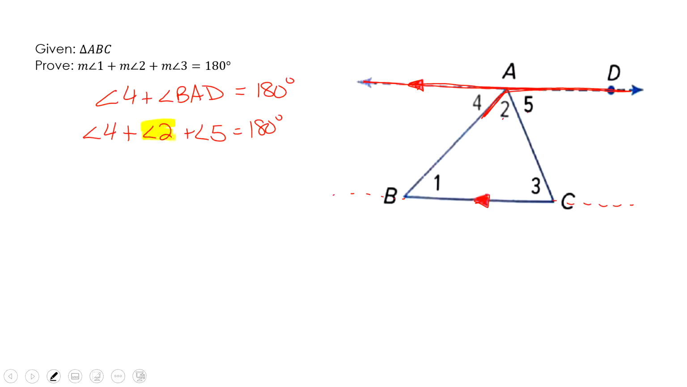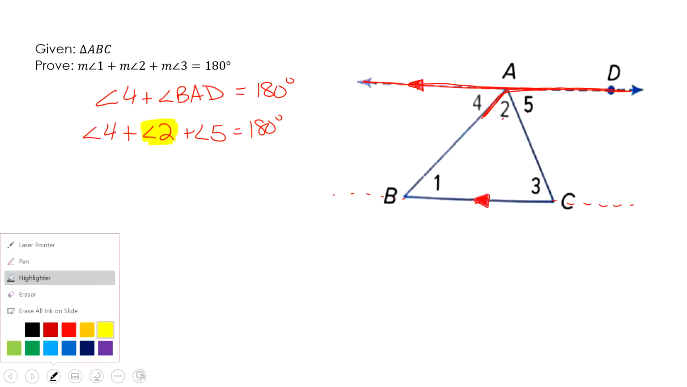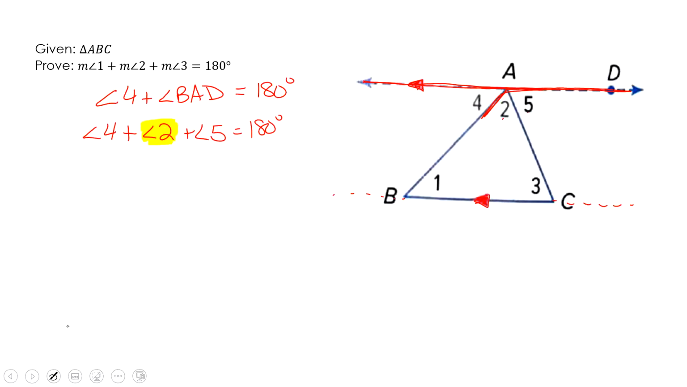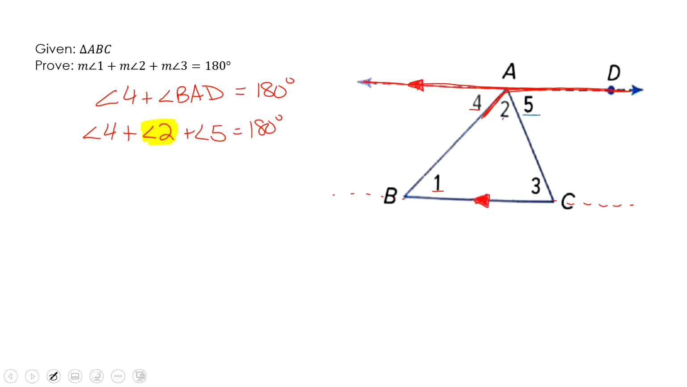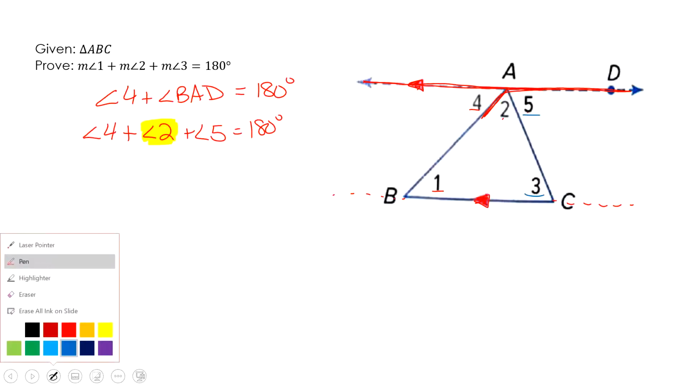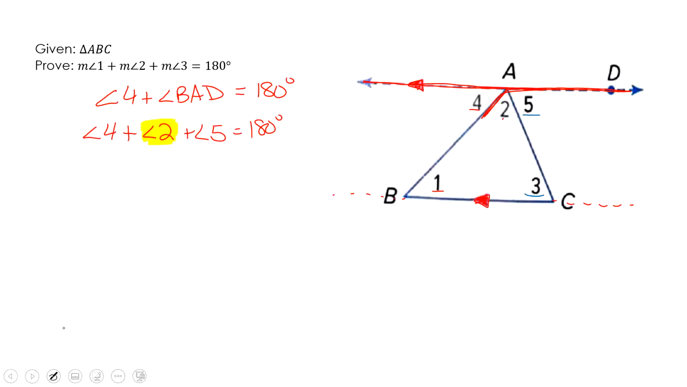So angle 2 is part of the triangle. It's already inside, so I know it's part of the 180 degrees. What I also know when I look at the transversals, thinking back to alternate interior angles, is that angle 1 and angle 4 are alternate interior angles, and angle 5 and angle 3 are alternate interior angles, which we remember tells us those angles are congruent. So angle 4 is congruent to angle 1, angle 5 is congruent to angle 3, which tells me I can substitute angle 1 for angle 4.